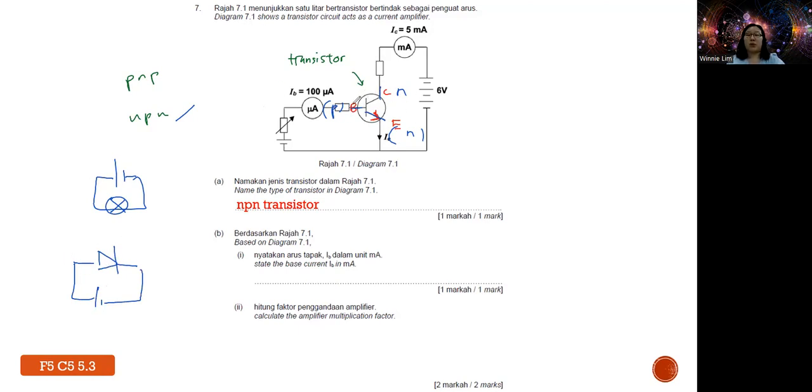The circuit with the legs of base and emitter, you call the base circuit. This one, CE, we call the collector circuit in short. Therefore this IB is called the base current, and IC is called the collector current.